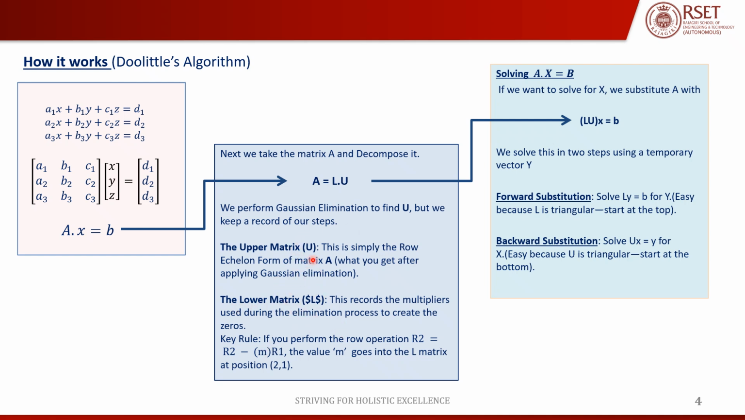So the first thing is, we find the upper triangular matrix by using row operations, as you have already studied, and we take the multipliers of that to form the lower matrix. And the third step is, we have an equation like this, right? Ax = b. If we want to solve for x, we substitute A with LU. We already got A = LU from the second step, so we substitute this LU for A. So we will get LUx = b.